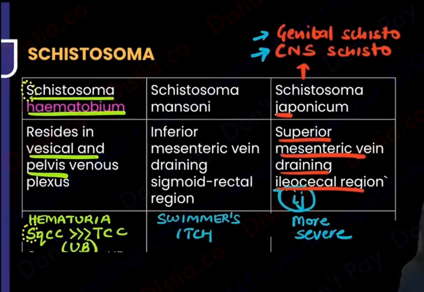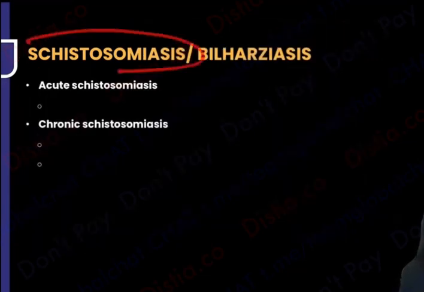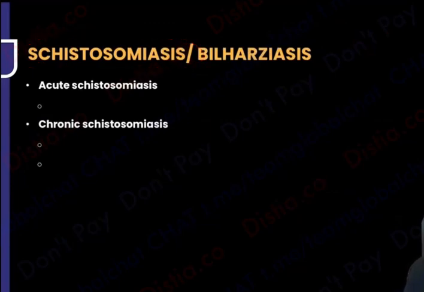Okay, moving on further. So Japonicum is coming out to be quite deadly, right? So now what is this entire disease known as? Whenever schistosoma causes a disease, that is known as schistosomiasis, or it is also known as bilharziasis. This is also another fancy name that you have. So what is this schistosomiasis? What is the swimmer's itch?